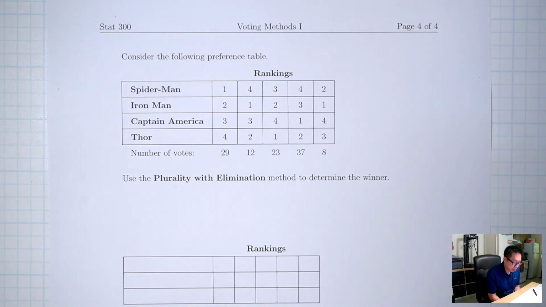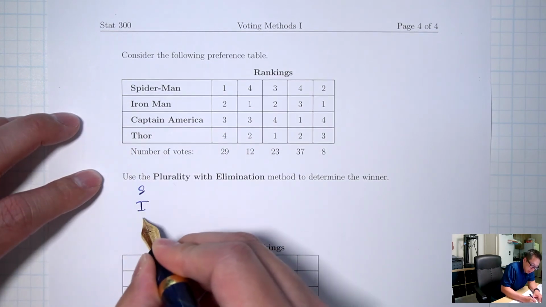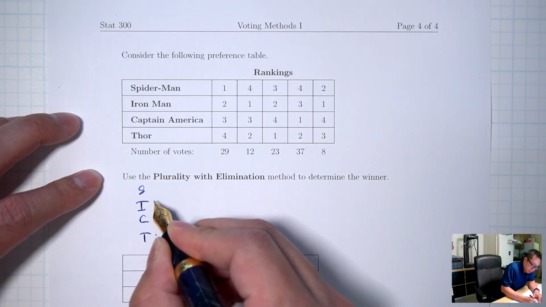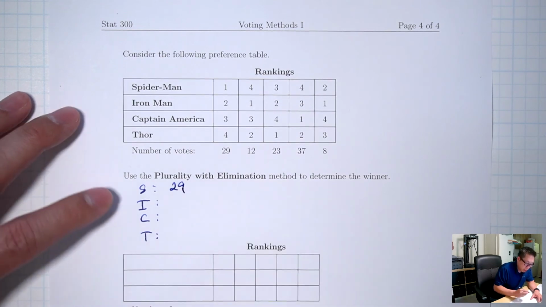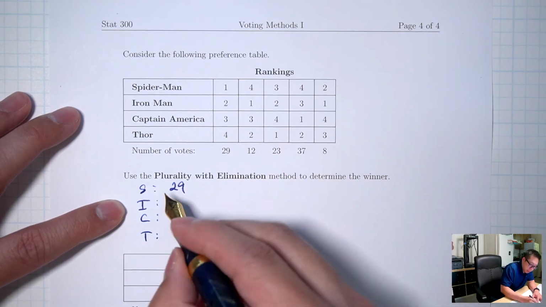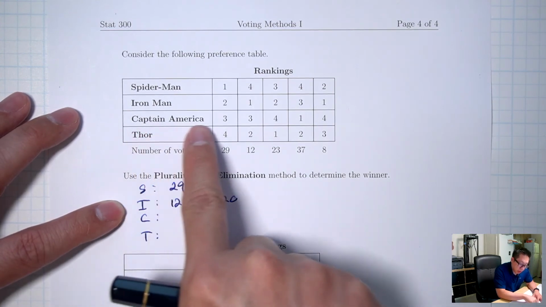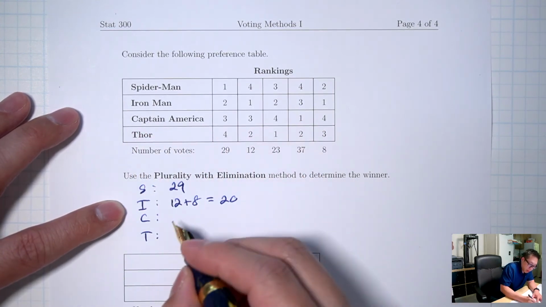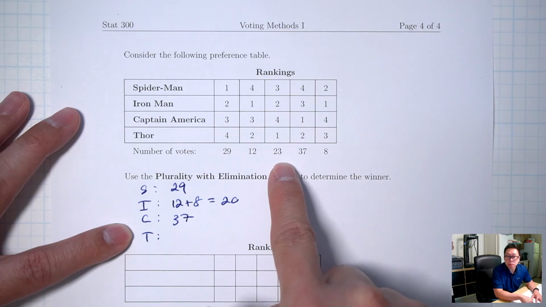All right, here we're comparing Spider-Man, Iron Man, Captain America, and Thor. So these are Marvel superheroes. Okay, first, we're going to count first place votes. S, I, C, and T. Spider-Man, I just see 1, 1, so just 29. Iron Man, first place votes, I see a 1 here and a 1 here, so 12 plus 8. That's 20. Captain America, I just see 1, 1, so just 37. Thor, I just see 1, 1, so just 23.